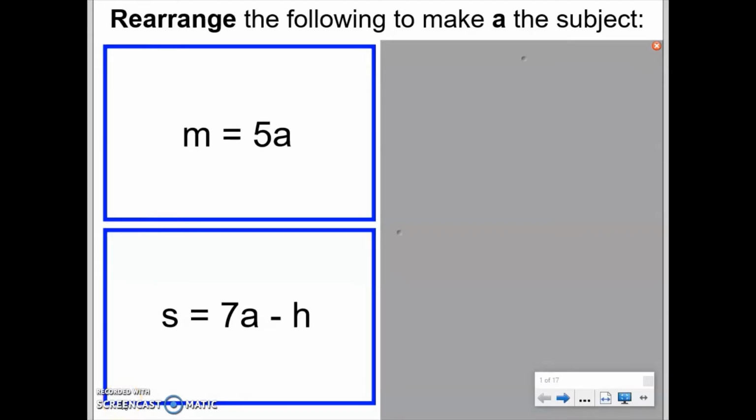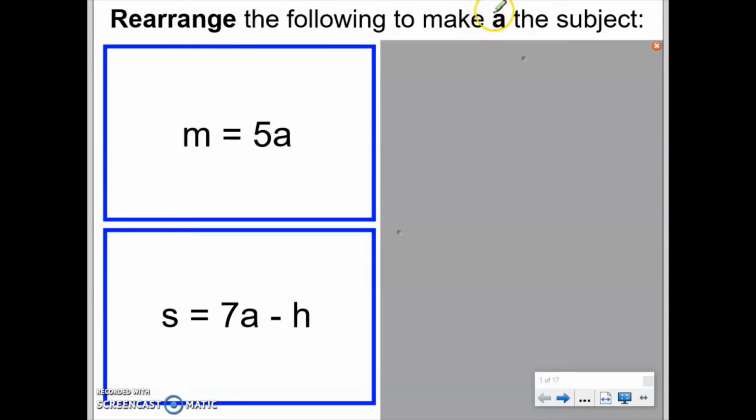Hi there, and welcome to this video on rearranging formula. Rearranging formula is also known as changing the subject. So you may be asked to change the subject of a formula. For example, if we have m equals 5a, currently m is the subject because m is by itself.